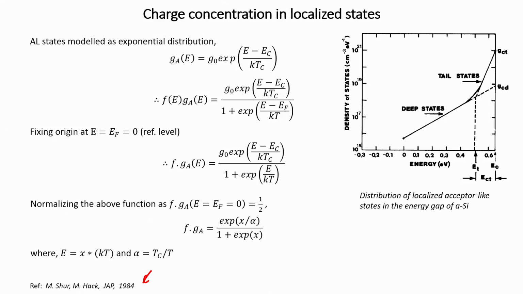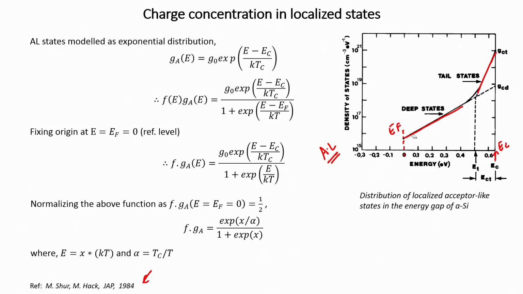Now, what is shown here is the acceptor like density of states in the case of this particular material, where this could be considered to be the Fermi level, and then you have the acceptor like deep states and the acceptor like tail states, and that is your conduction band edge.